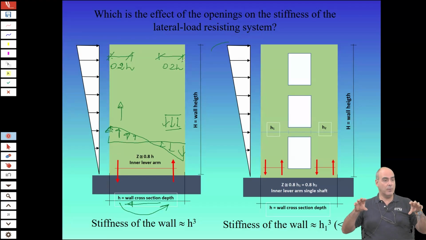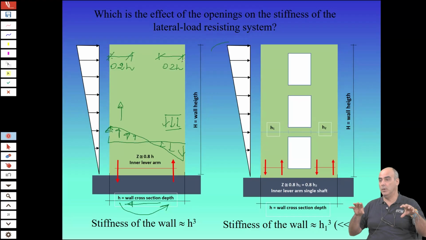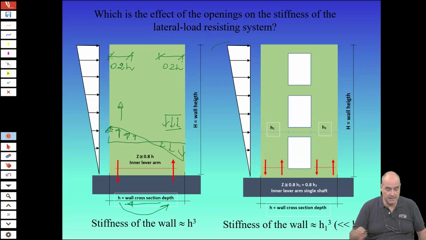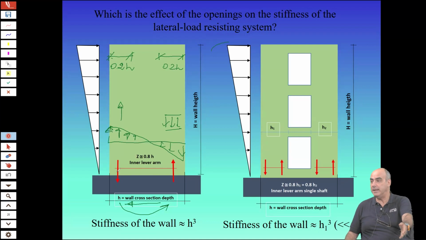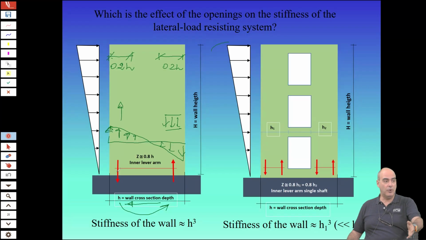So it's there where you concentrate the resistance of that wall. So you resist, as it's written here, with a couple of forces, tensile and compression, which have an inner lever arm of 0.8 as it's written there. And you can easily imagine where that 0.8 comes from, the assumption that we have made.